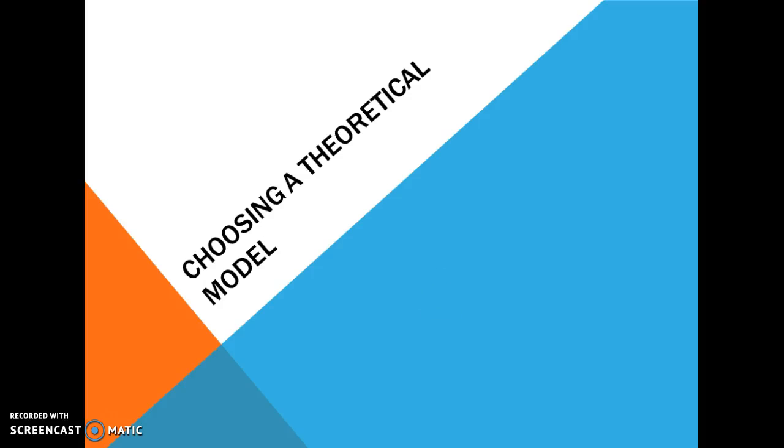Hi everybody, I wanted to spend a little bit of time briefly talking about the process of choosing a theoretical model. In week 5, you have a discussion post that asks you to select a theoretical model or lens that you will use to address the problem that you're looking at in your community. And in written assignment 3, you'll be asked to expand on this in more detail.